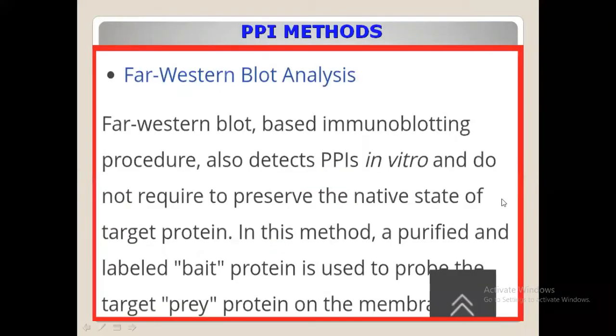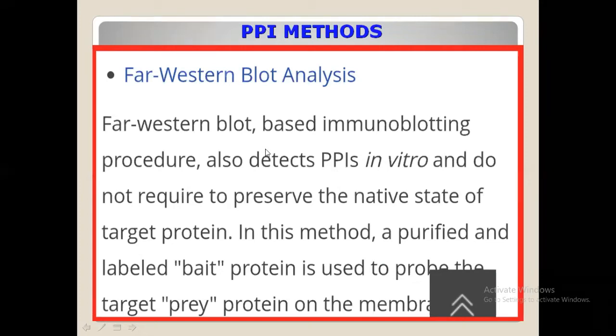The next method is another PPI method which is used, naturally, here: the far Western blot assay. This method is also a useful one. It is based on the immunoblotting procedure. It is an immunology related method, Western blot. You might have studied about Western blot. This is a slight modification of the Western blot, so it has an immunological principle.